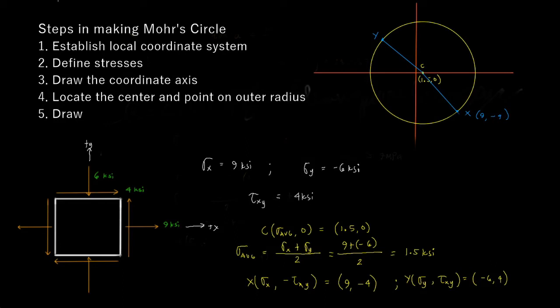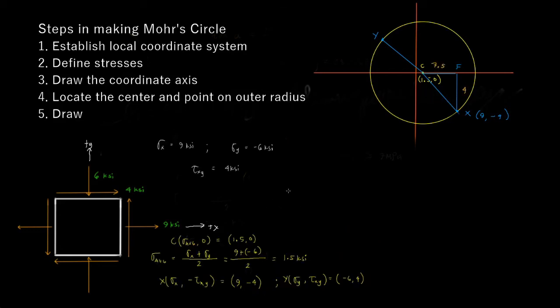The next thing that we're going to calculate is the radius, and the radius is found by the Pythagorean theorem. It is this distance and this distance. Since X was 9 and negative 4, let's call this point F, making that distance right here 7.5. And this would be 4. So the radius is then going to be the square root of 7.5 squared plus 4 squared, which is equal to 8.5 psi.